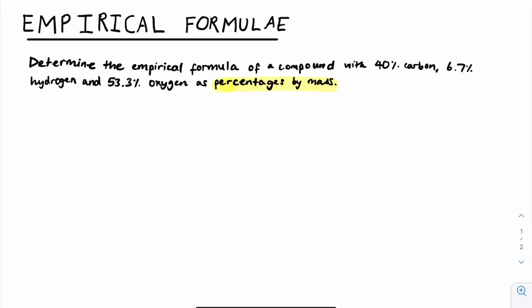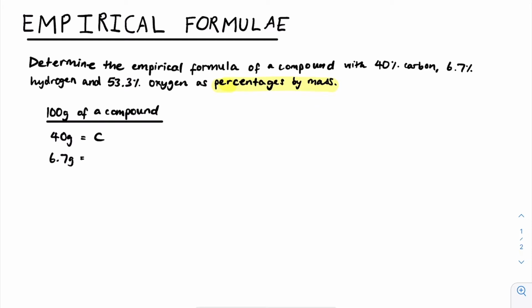So we're told that we've got 100 grams of a compound. That's what I would always use because it's easier to convert percentages to gram values if you're using 100 grams. So 100 grams of a compound. Of those 100 grams, 40 grams is carbon, 6.7 grams is hydrogen, and 53.3 grams is oxygen. And now, what we have to also realize is that 40 plus 6.7 plus 53.3 is equal to 100 grams, which means that there is no other element present in this compound.